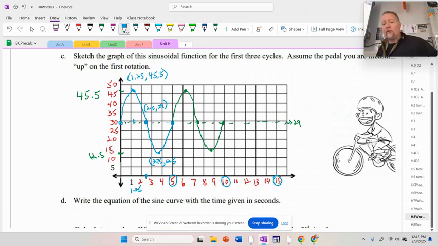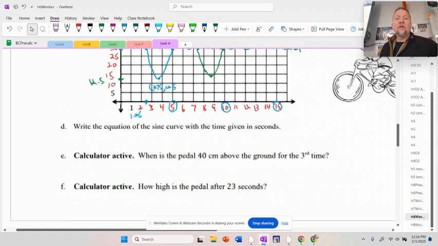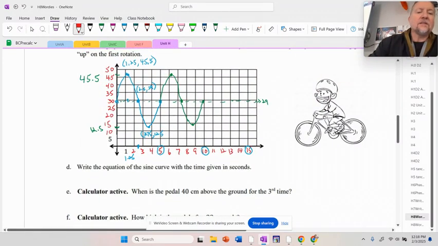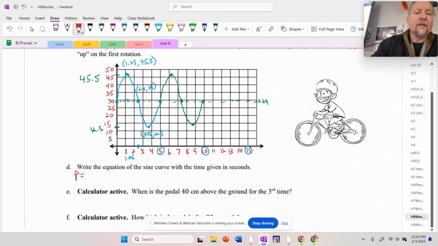Okay, and then we can do one more iteration. You get the points. All right, write the equation. All right, so we got it. What's the period then? 5. No one answered. So the b value is 2 pi over period, which is 2 pi over 5. That's simple.